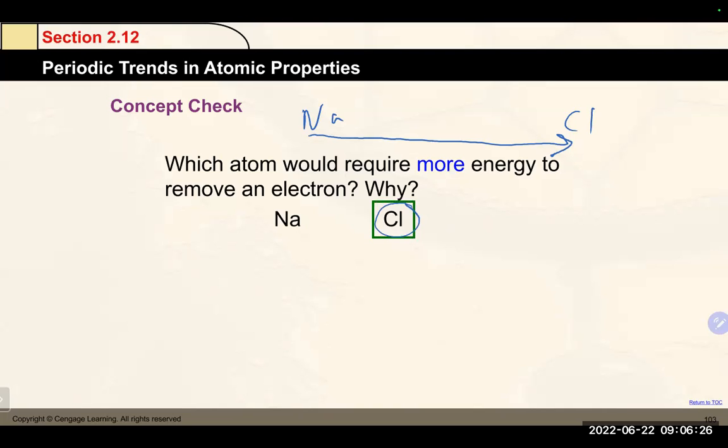If something has a very high ionization energy, would they typically want to give away their electrons? No, right? It's very hard to do that, right? If you have a low ionization energy, then obviously it's a lot easier to do so.